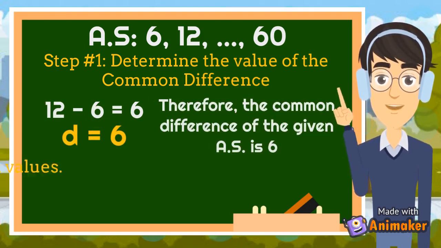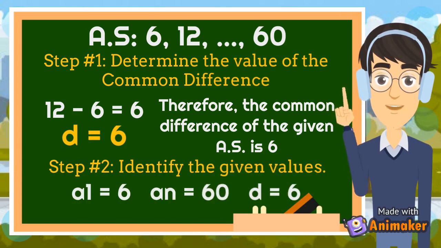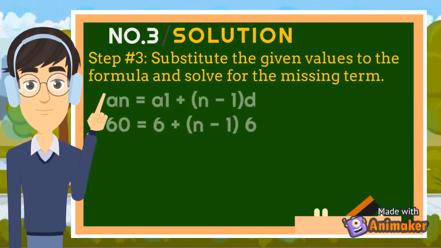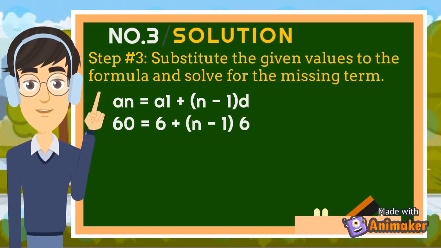Next, we have the given values of 6 as our first term, a sub n is equal to 60, and the common difference is 6. Let's now proceed to our final step. Step number 3, substituting all our given values to the formula. We now have 60 equals 6 plus the quantity of n minus 1, times 6.